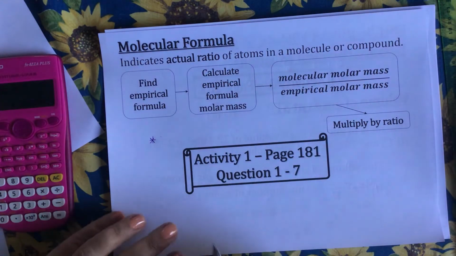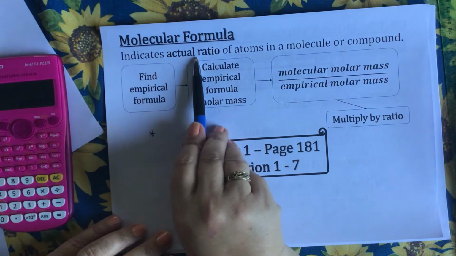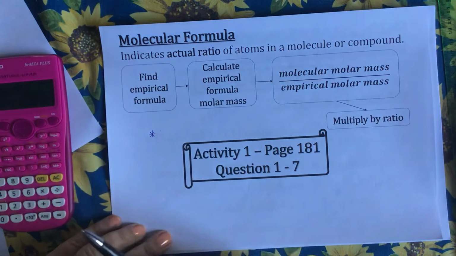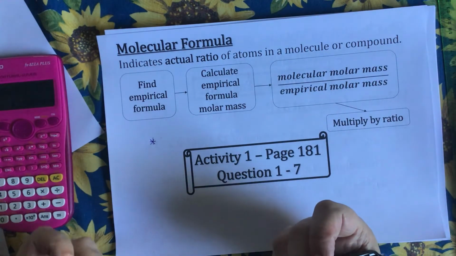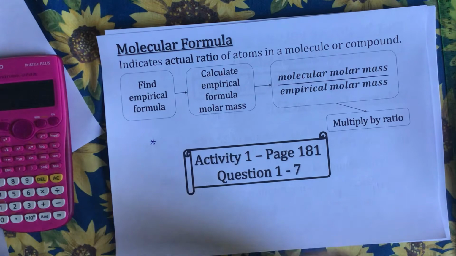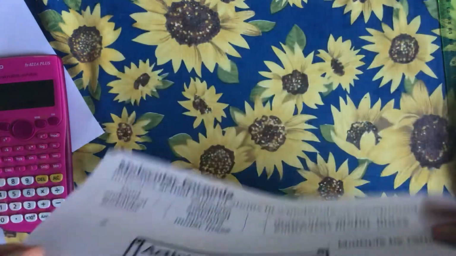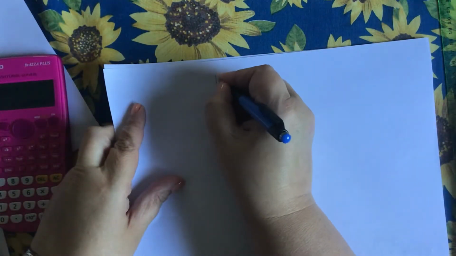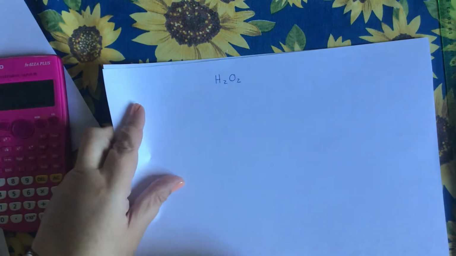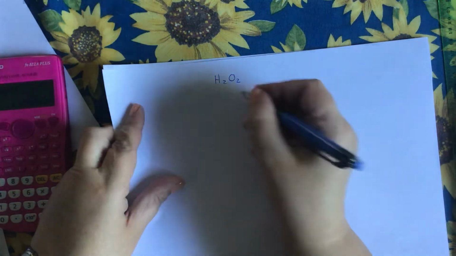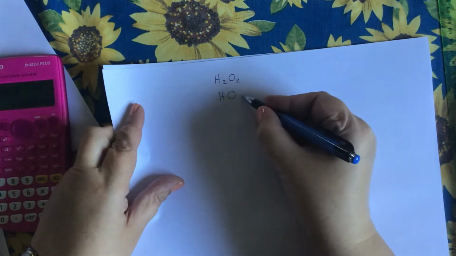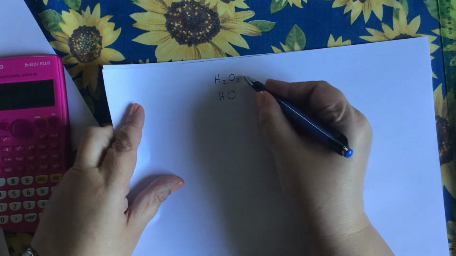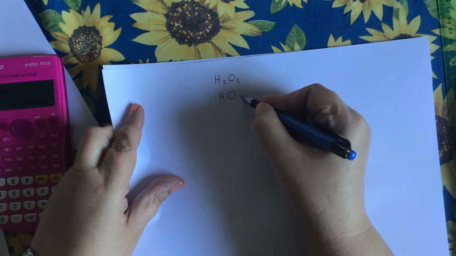Now, what is a molecular formula? It indicates the actual ratio of the atoms in a molecule or a compound. So it's not the simplest ratio anymore, it is the actual ratio. An example that we can think of here is hydrogen peroxide. Is that the simplest ratio? No, it's not, because this can simplify to HO. So that one will then be my empirical formula, and this is my molecular formula, my simplest ratio and my actual ratio.